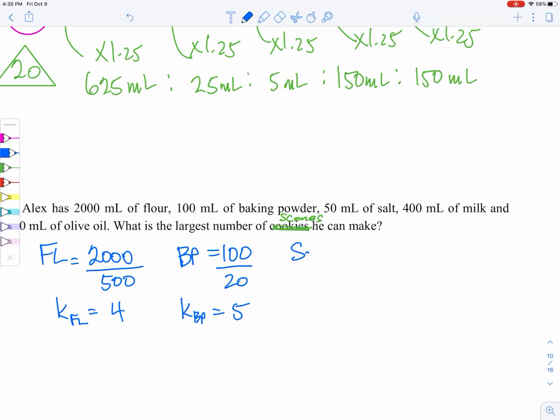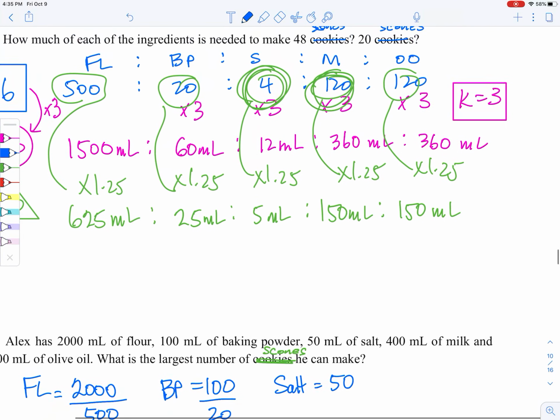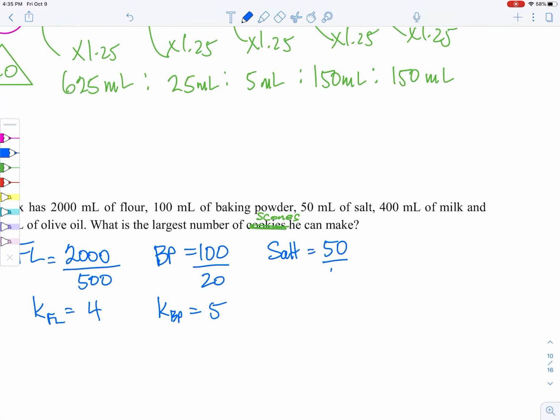For the salt, we have 50 mils. It only needs 4. So our scaling factor for the salt is 12.5. We got more than enough salt. So right now, looking at these, it looks like the limiting factor would be the flour, because we can only make 4. We only have enough flour to make 4 batches. But we'll check it out for milk and olive oil.